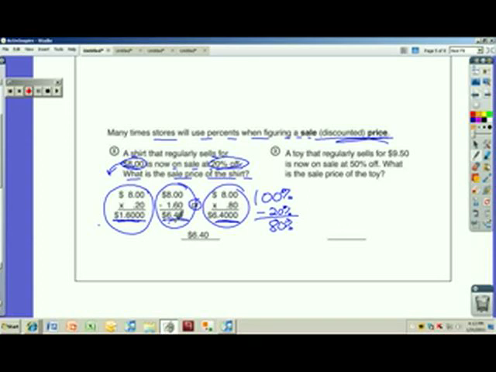Okay, pause the video and then do number 9. Turn it back on when you're ready to see the solution. A toy that regularly sells for $9.50 is now on sale for 50% off. What is the sale price of the toy?